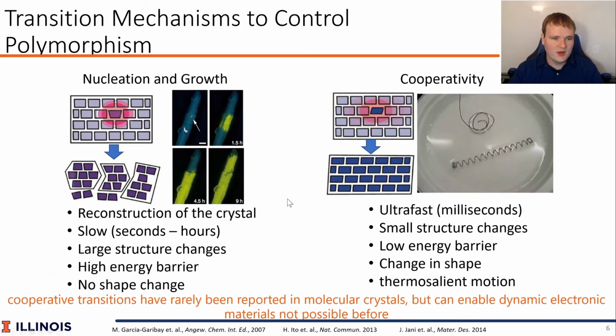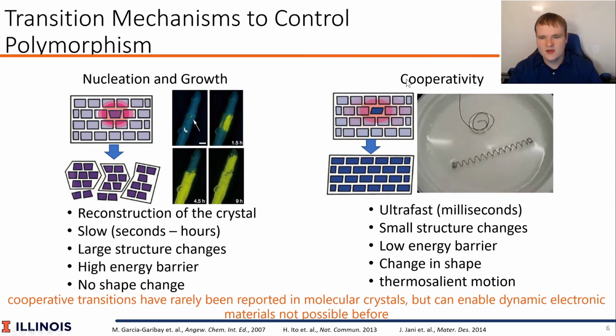And one way to control polymorphism is through their transition mechanisms. So the typical transition mechanism is nucleation and growth. This is your classical molecule by molecule reconstruction of the crystal. And this tends to take on the order of seconds to hours, depending on which material you have, and is usually associated with large structural changes, a high energy barrier, and no shape change of that crystal.